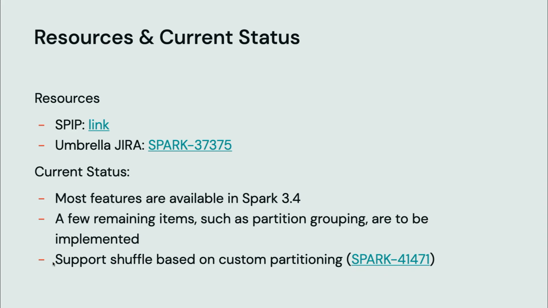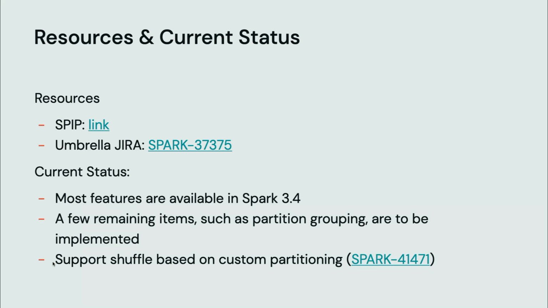So these are the resources and the current status. For this feature, we have a SPIP and also an Umbrella JIRA to track it. At the moment, most of the features are already available in 3.4. There are a few remaining items to be done, such as the partition grouping that we just talked about, which we are going to implement in the near future.